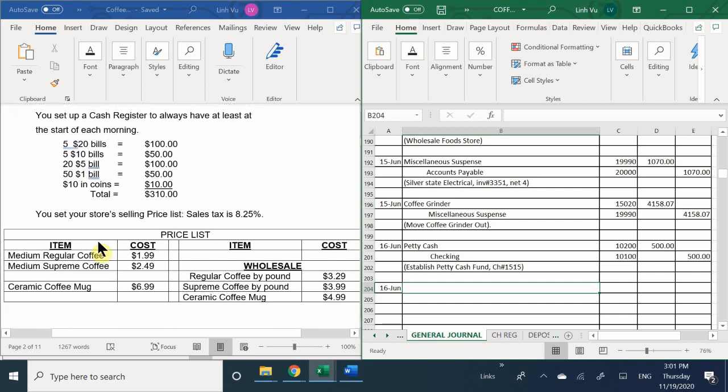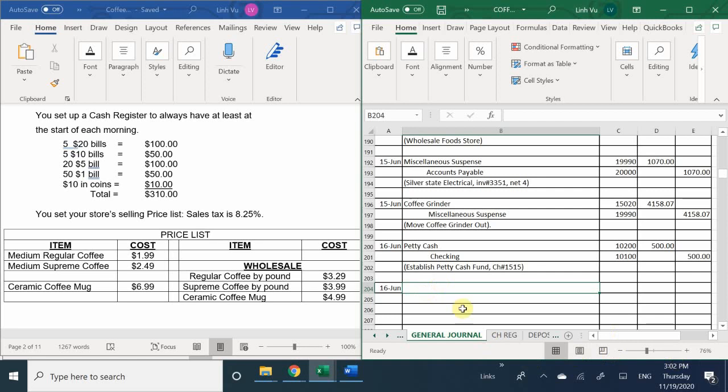Okay, so what is this transaction here? So it's going to be similar to the petty cash situation, right? Correct. So our first step is to go to the chart of accounts and see what we have set up for cash register. So cash in register is going to be 10,300.